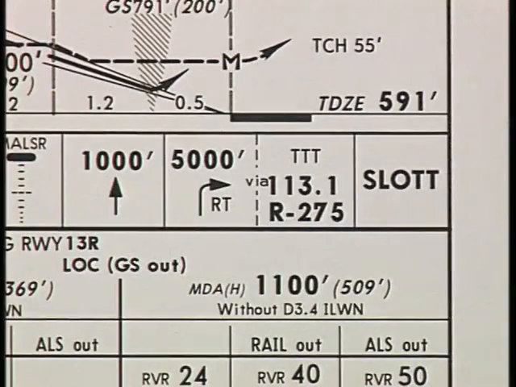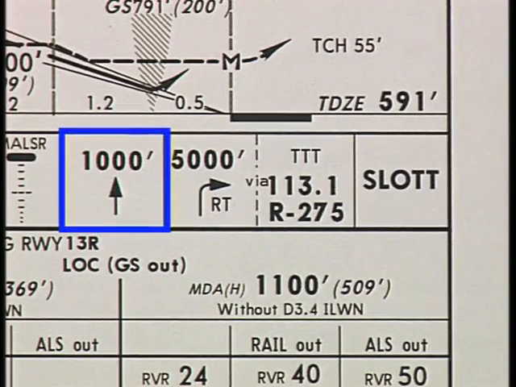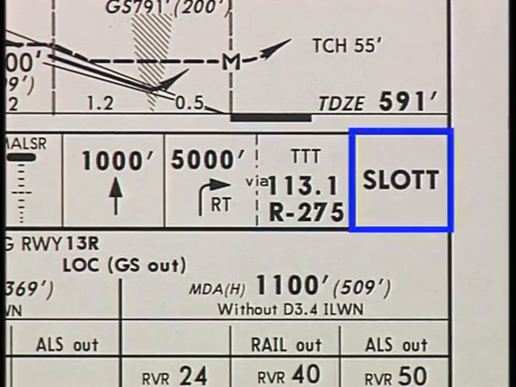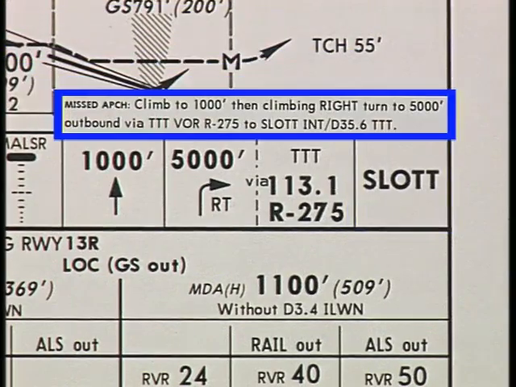Here, icons offer a quick graphic depiction of the textual missed approach procedure. In this case, 4 icons are used. First, climb to 1,000 feet. Then make a climbing right turn to 5,000 feet outbound via the Maverick VOR on the 275-degree radial until you get to slot intersection. This should match the textual description of the procedure.